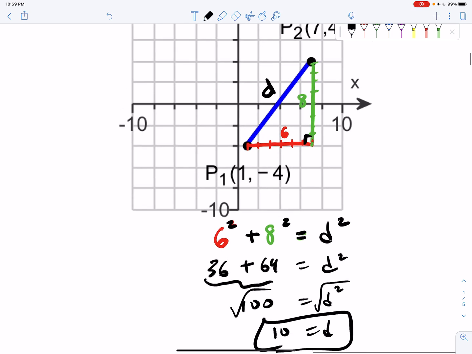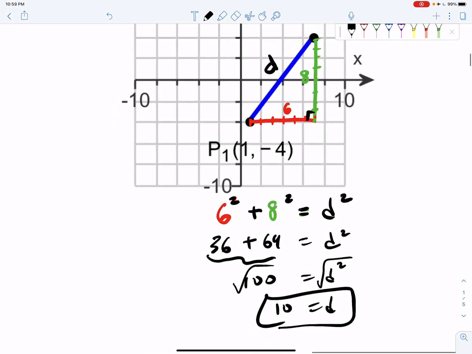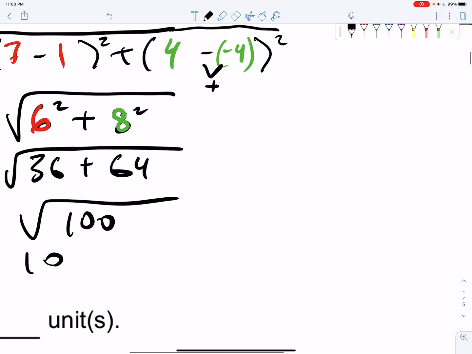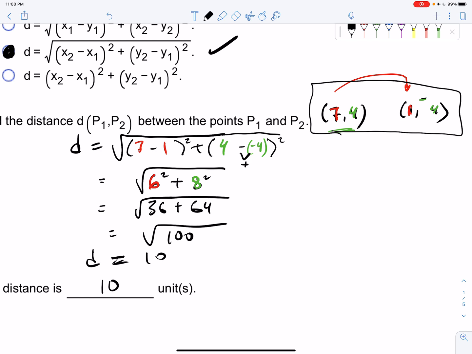That's great and all, but you had to have a picture. You had to look at its sides, realize it's a right triangle, figure out its sides. And this formula sort of does all that for us just by starting with 2 points.